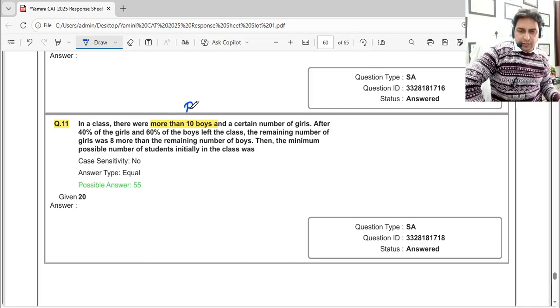So they were B boys and G girls. 40% of the girls left, that means 0.6 of the G are remaining, and 60% of the boys left, that means 0.4 B is remaining, and the remaining number of the girls was 8 more, so this minus this is equal to 8, or I can say 6G minus 4B is equal to 80.